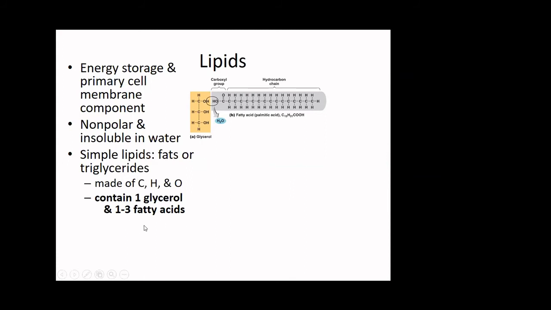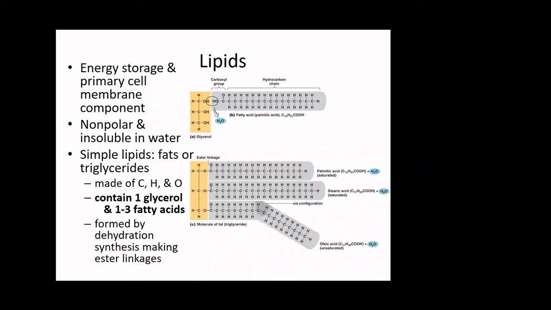A lipid contains 1 glycerol. This is the glycerol molecule up here. And between 1 and 3 fatty acids. Fatty acids are these long chains of carbon with hydrogens all around them. Again, they're formed by dehydration synthesis.